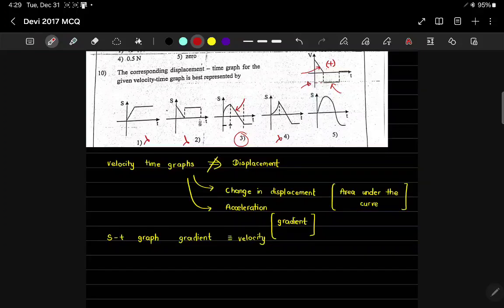You don't even have to consider the last part. If you want to consider it, we have a velocity which is 0. That means the gradient of the displacement time graph will also be 0, which is clearly stated here.